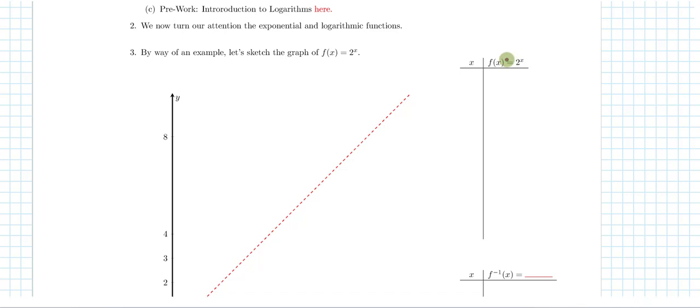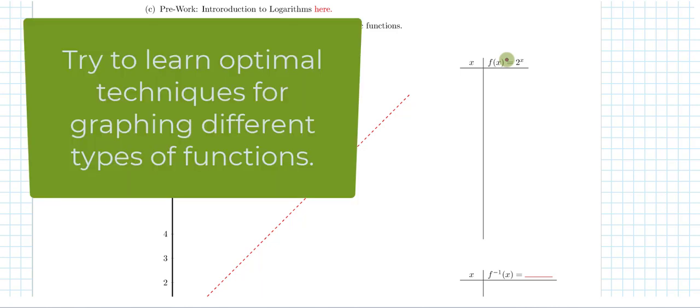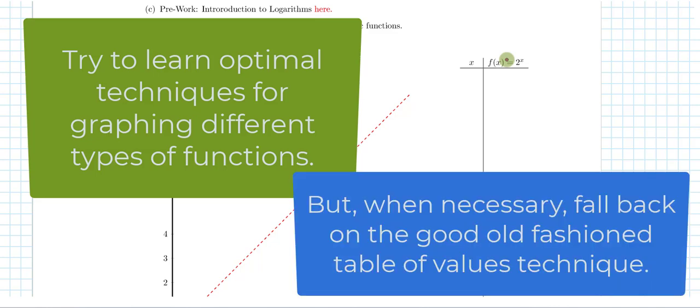Now, always with some of these standard functions that you learn in math classes, you want to develop tools for graphing these specific functions. Maybe you've memorized their basic shape. Maybe you're able to keep track of just a couple of key points to graph them. There's various other graphing techniques. But if you're not sure how to first graph a function, the best fallback is the table of values method for graphing a function.